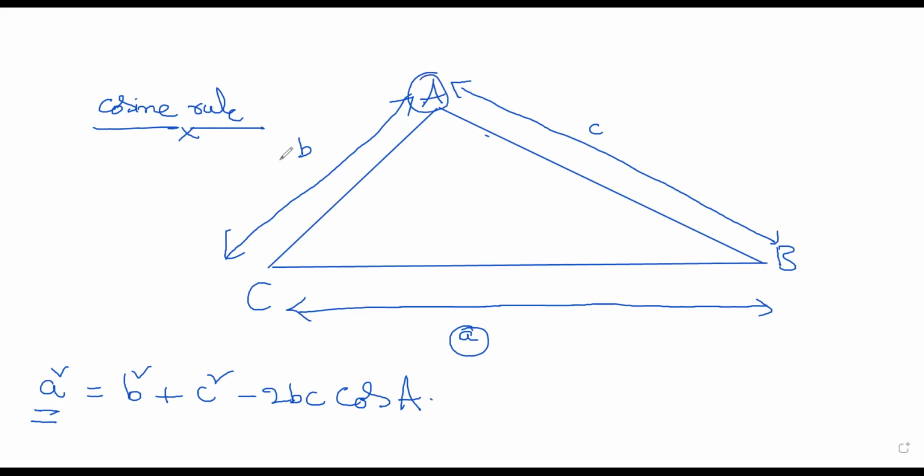If you want the side b, it can be written as b square is equal to a square plus c square minus 2ac cos B. Like this you can write. Here the angle B comes, and the rest of the things are a and c. This is how I remember it. In the same way, you also have c square is equal to a square plus b square.